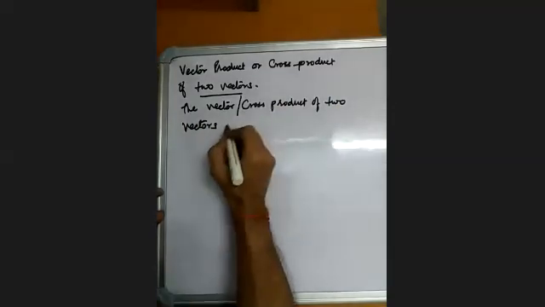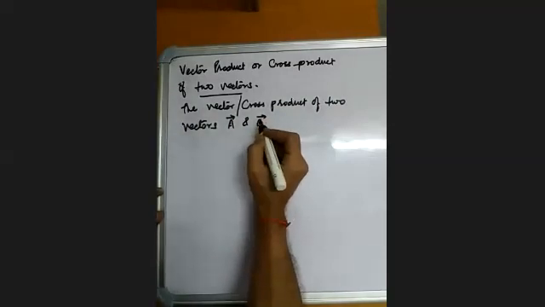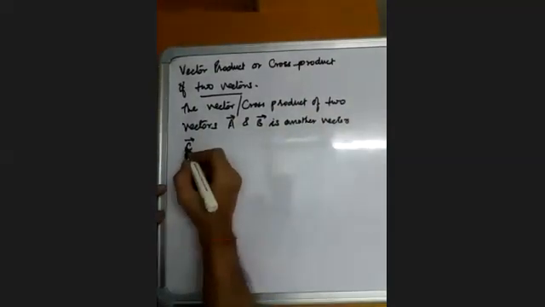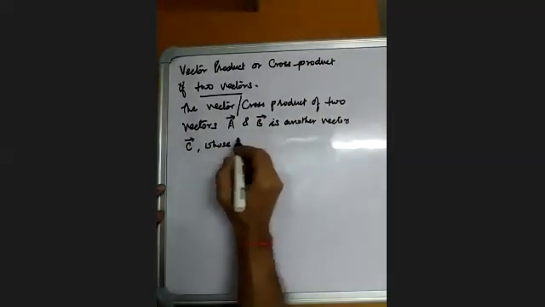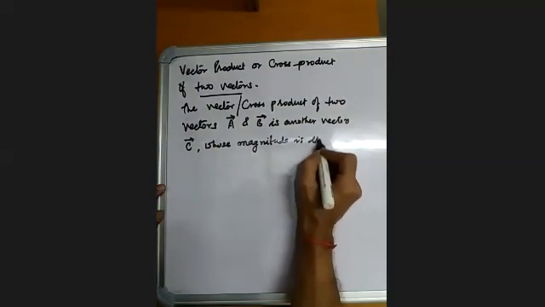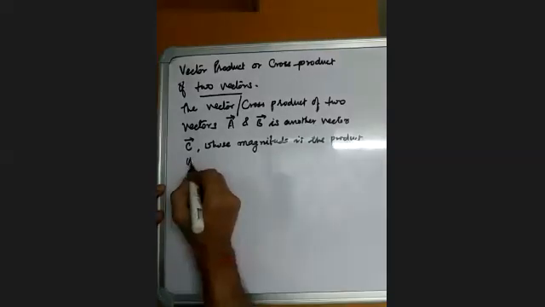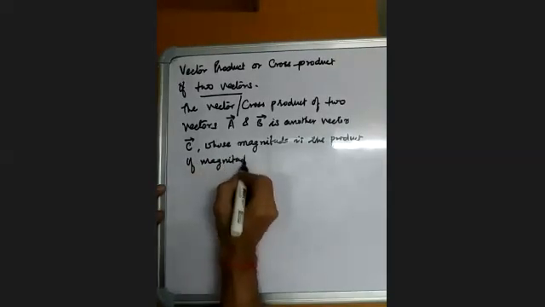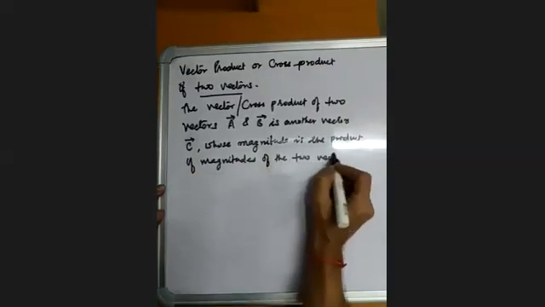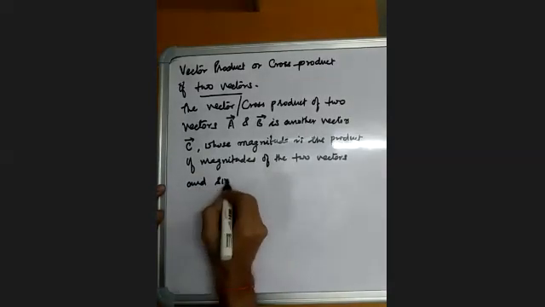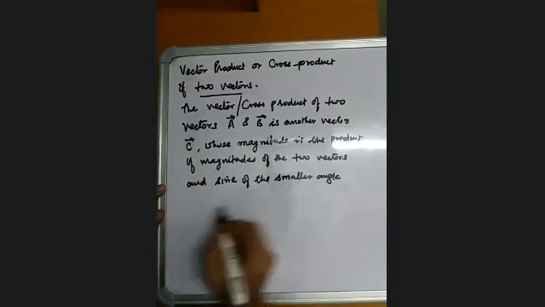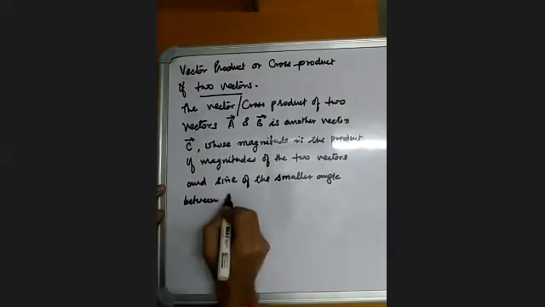is a vector space. A vector and B vector is another vector, a C vector, whose magnitude is the product of magnitudes of the two given vectors and sine of the smaller angle between the two vectors.